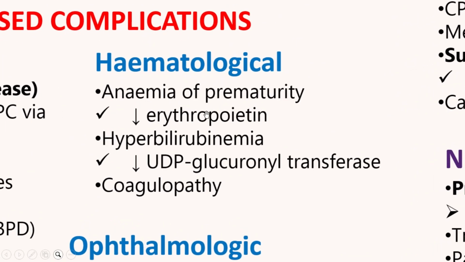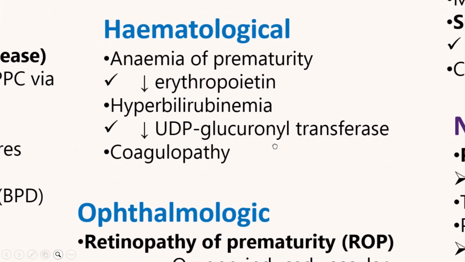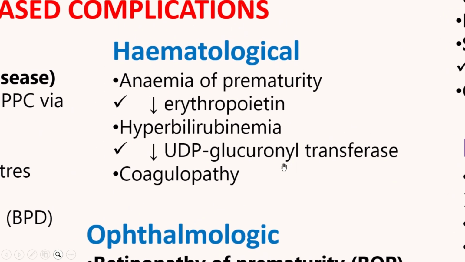So hematologically, they have anemia of prematurity. This is because the kidneys are still young. They can't produce enough erythropoietin. We don't have enough red blood cells, and that is going to lead to an anemia.